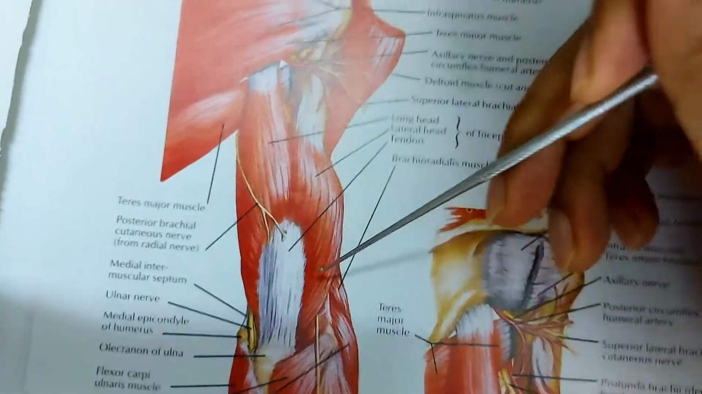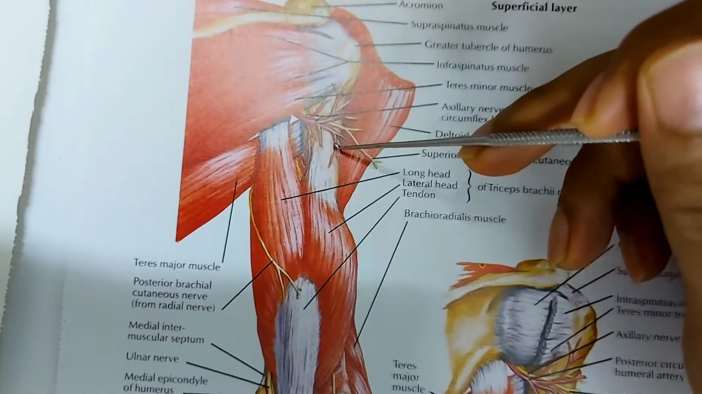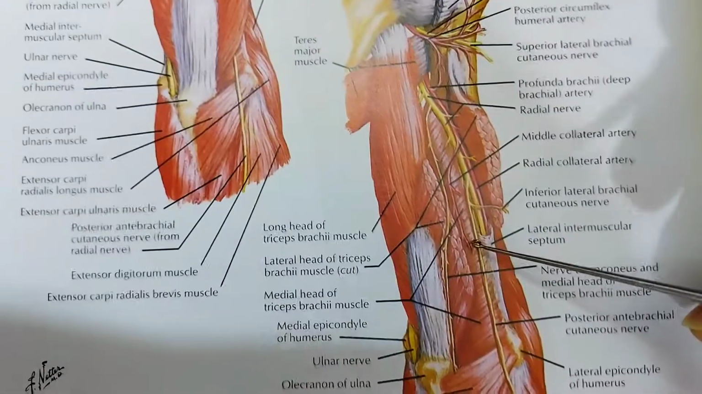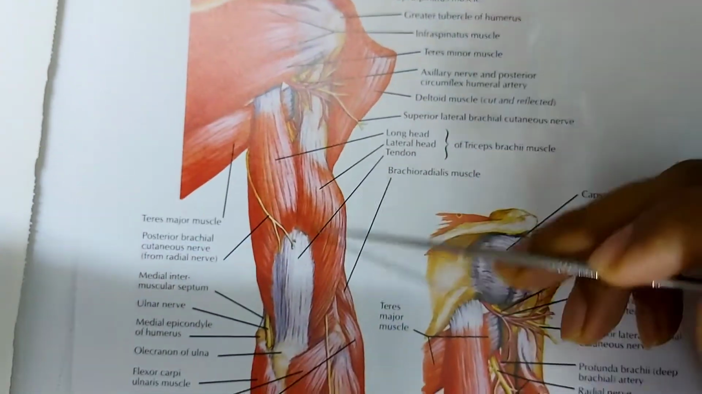Here is the posterior compartment of the arm. Here we see there is a large muscle. This muscle has three heads: the lateral head, the long head, and the medial head. According to these heads, the muscle is named the triceps muscle. This is the main muscle of this posterior compartment.